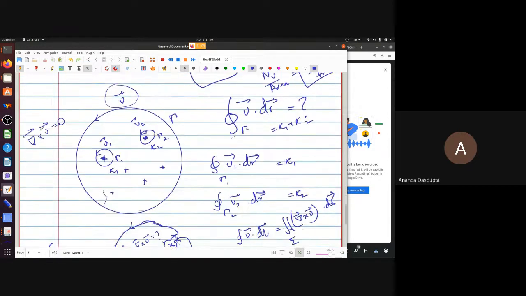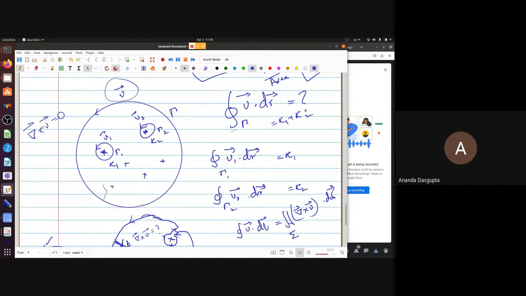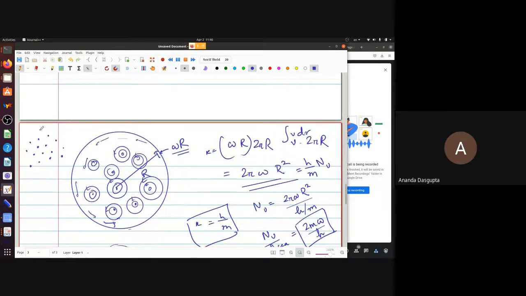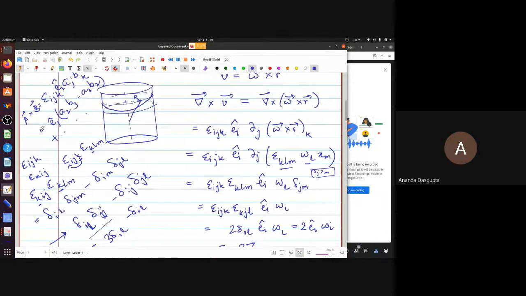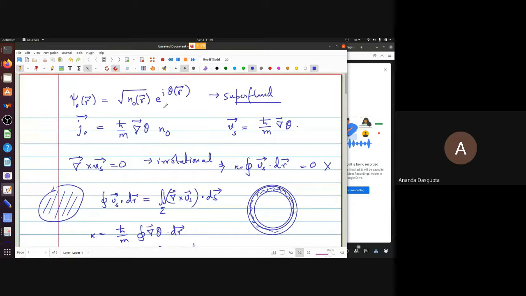But the basic idea here is you have to realize clearly how you can have vortices and circulation despite having curl of V equal to 0. Curl of V equal to 0 is a statement which is valid because we started with this macroscopic wave function, chi equal to root over n0(r) e to the i theta(r). There we ended up with J proportional to grad theta, so Vs is like grad theta, and so curl of Vs is 0.